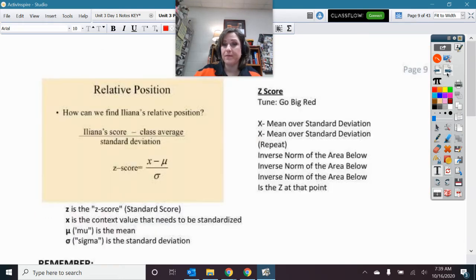Okay, so moving on. Oh, and I forgot to pull that song up and have that ready to go. So now we're going to do relative position. So here's how we can get Ileana's z-score. We can find her position, see how far away it is from the mean. And then we want it in terms of standard deviations, so we divide by the standard deviation, and that will tell us how many standard deviations she is above or below the mean.